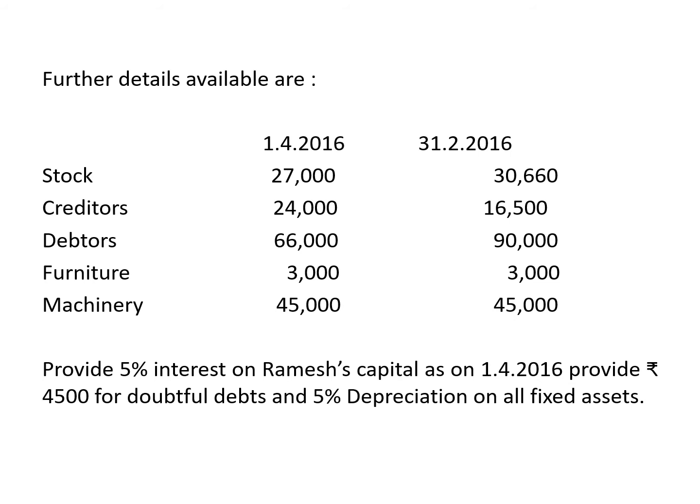Provide 4,500 for doubtful debts. This is reserve on doubtful debts, RDD. This will be taken to one place, the PL account, and one more place, the balance sheet. We deduct this RDD from the closing debtors.